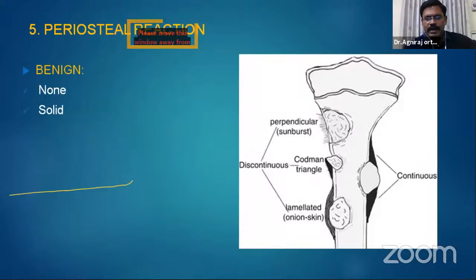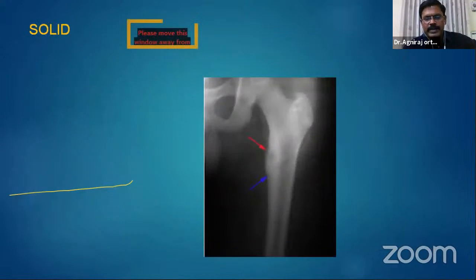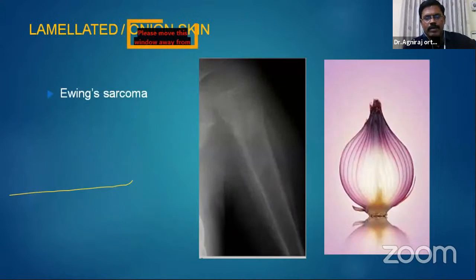So periosteal reaction, there are 2 types: benign, or solid, or uninterrupted, or continuous. All are the same. Malignant, it is interrupted, discontinuous, aggressive pattern. So there are 3 types: lamellated or onion peel appearance, sunburst appearance, and Codman's triangle. All these examples you know.